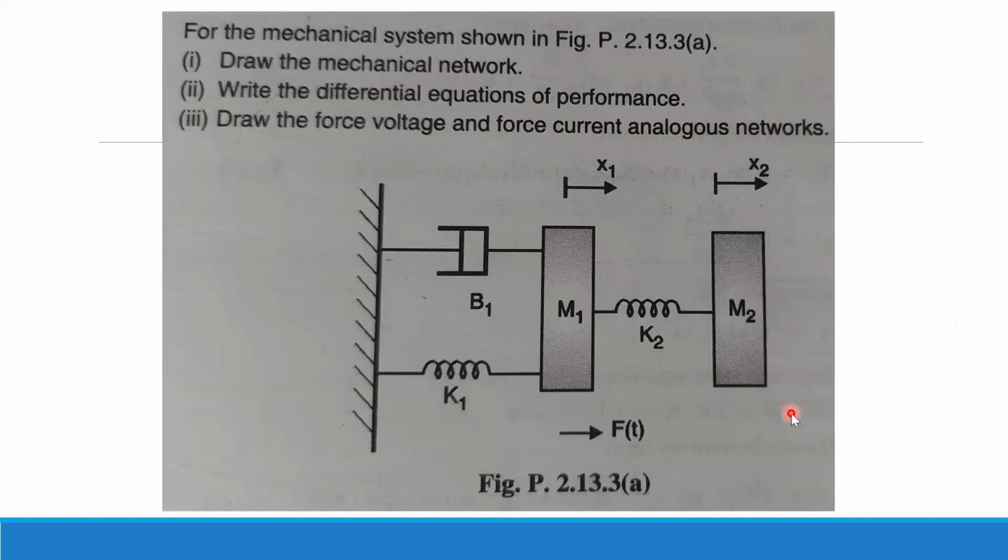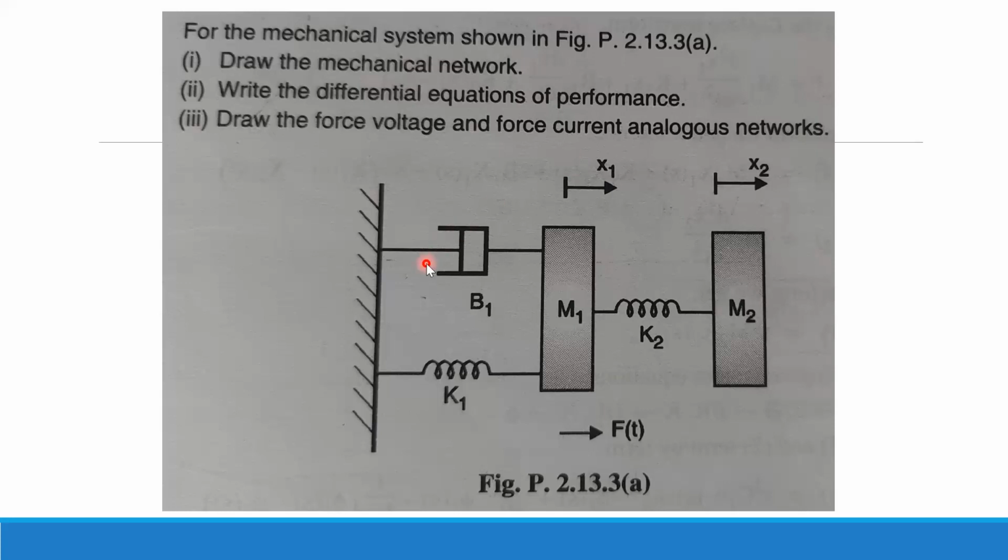Now let us start the numerical. The figure here shows a mechanical system and we have to draw the mechanical network for this particular figure. Then we have to write the equation of performance, that is the force balance equation, and then we have to write the force voltage and force current analogous networks.